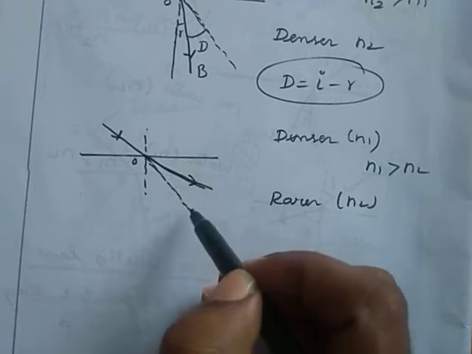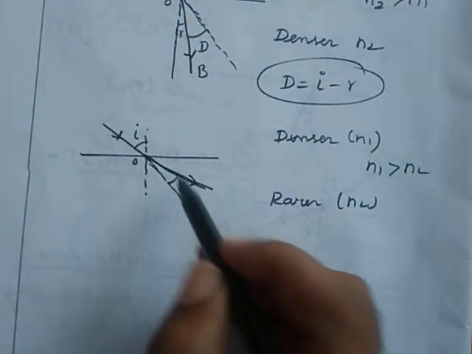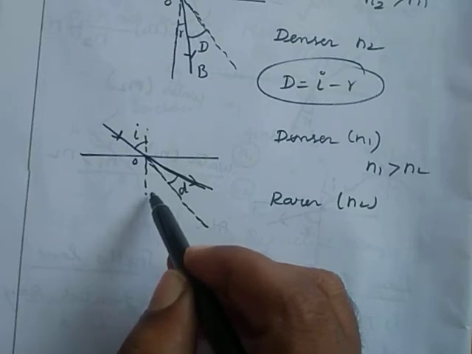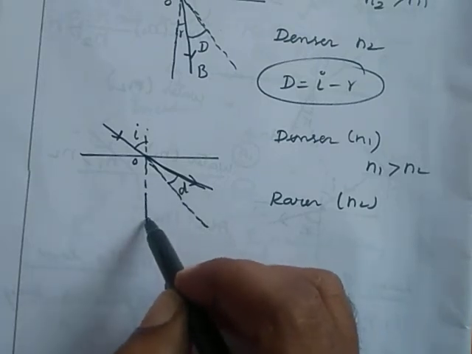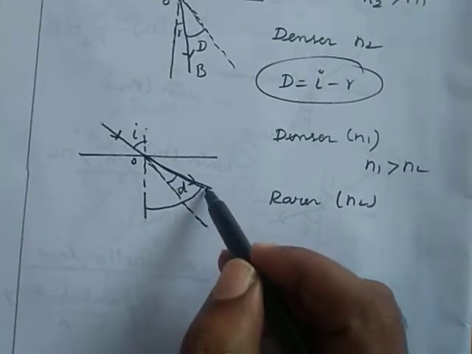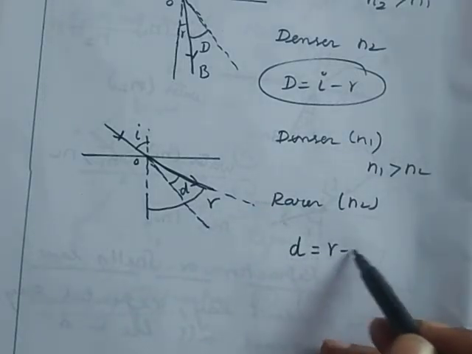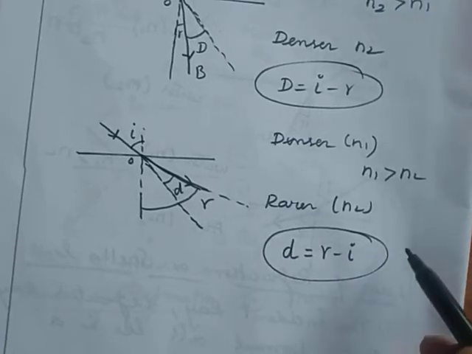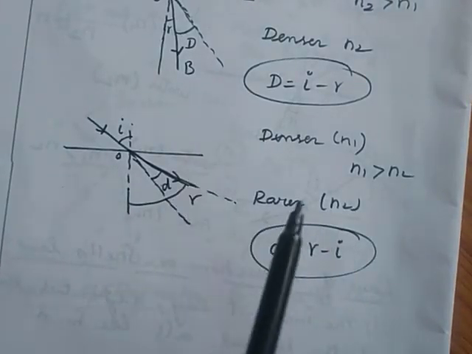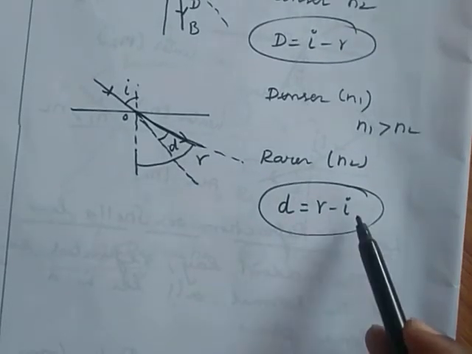It will bend away from the normal. This is the angle of deviation. So we can write this is i. This also i. This is i. So this entire value will be, this is D. This value will be r. This is the angle of refraction. So we can write D is equal to r minus i. If a ray of light comes from rarer to denser medium, the angle of deviation will be D is equal to i minus r. If a ray of light comes from denser to rarer medium, the angle of deviation will be r minus i.